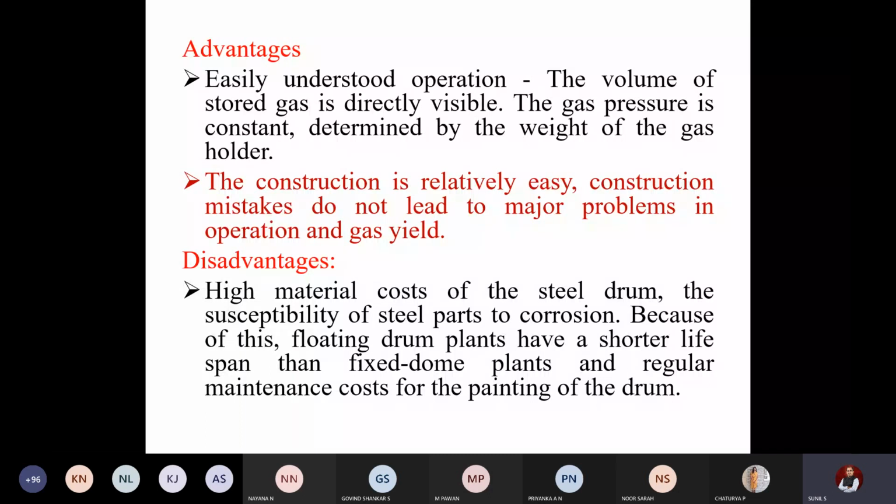The limitation is the material cost. Why? Because the digester, as we saw, is a masonry construction and can be built cheaply, but the steel drum usually has to be stainless steel only, which is very costly. Also, the floating drum used in this plant has a lesser life, and maintenance cost will be more. That is the only disadvantage we can see. So these are the advantages and the limitations of the Indian design digester. Please make a note of it.